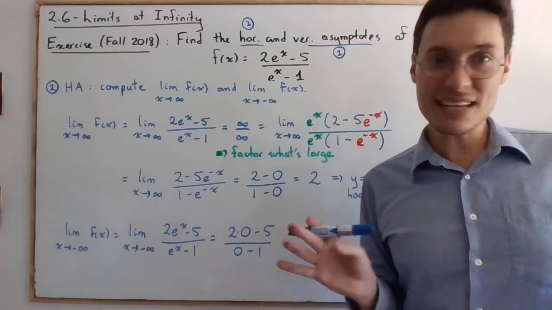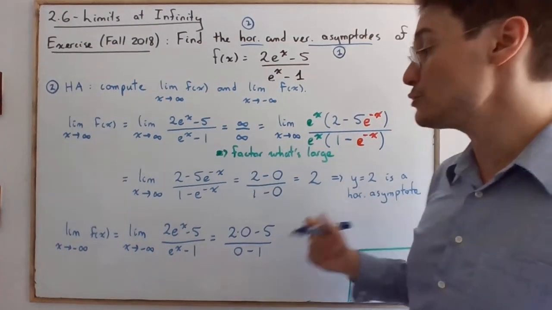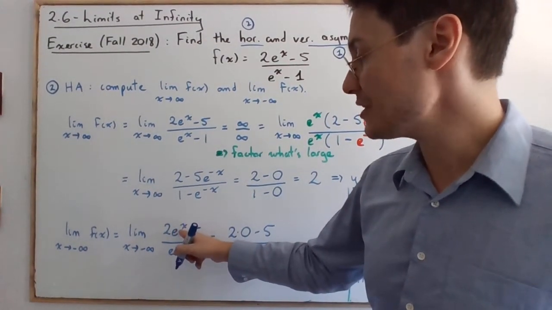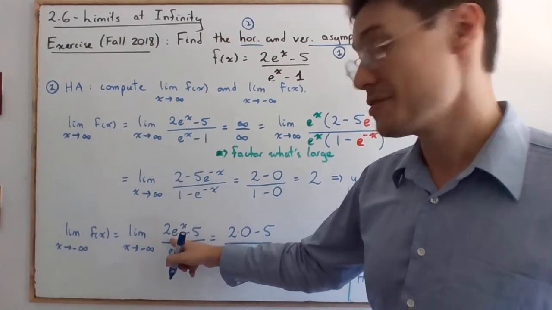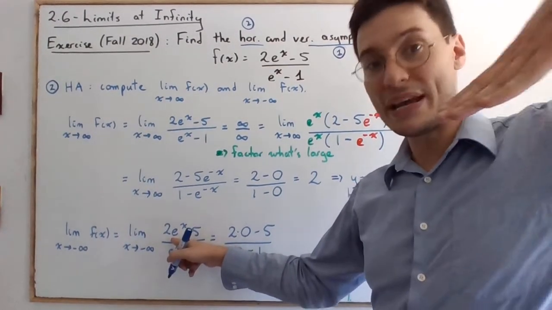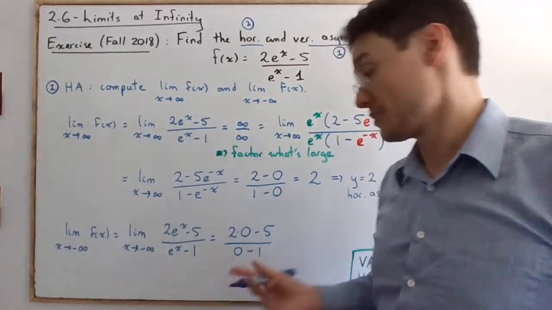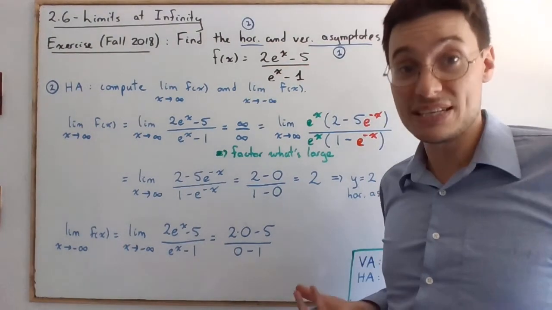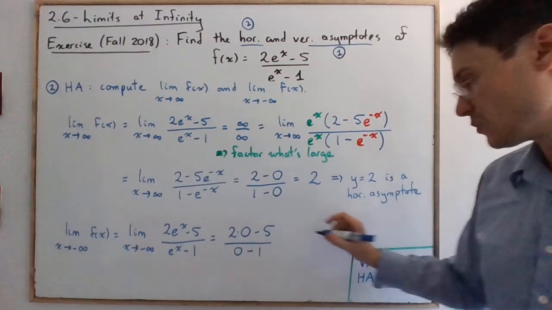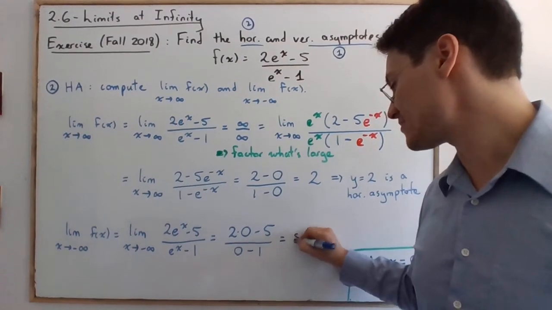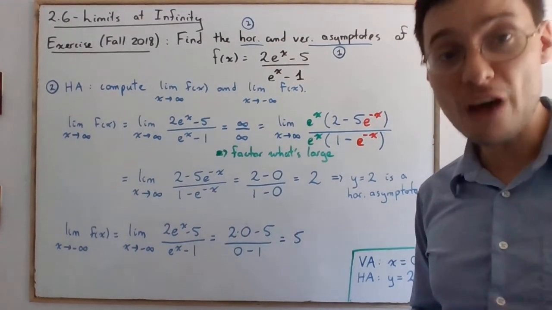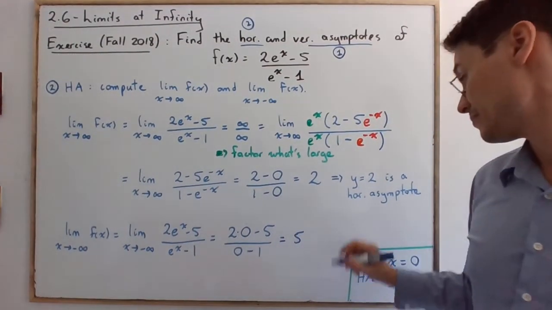Okay, and this is detailed in the lecture notes. You have to get used to it. But as the exponent is going to negative infinity, the base is bigger than 1, so it's going to decrease to 0. That's how you do this kind of thing. Okay, and as you can see, the result is 5. So you have another horizontal asymptote.